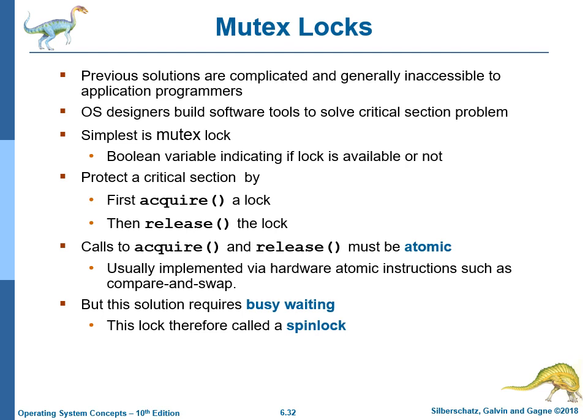So, spin lock ni have an advantage. However, there's no context switch required when the process must wait on a lock, and a context switch may take considerable time. Thus, when locks are expected to be held for a short time, spin locks are useful. They are often employed in multiprocessor systems where one thread can spin on one processor while another thread performs a critical section on another processor. So itu kebanyakan dalam multi-processing ataupun asymmetric multi-processing punya architecture, dia akan menggunakan mutex lock punya konsep. Basic konsep, tapi dia ada tambah lain-lain lagi.